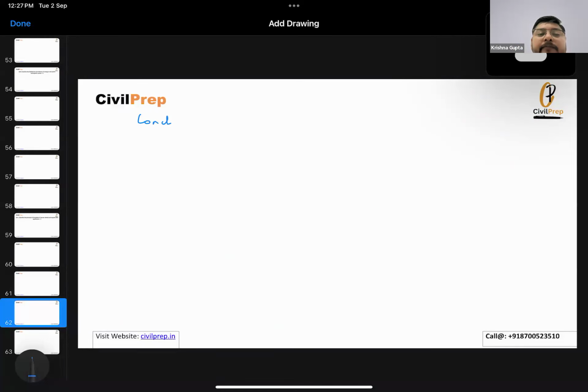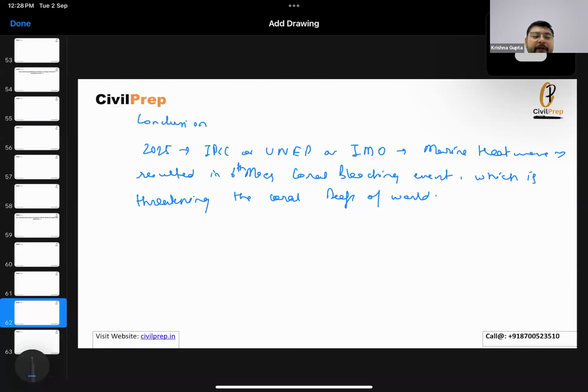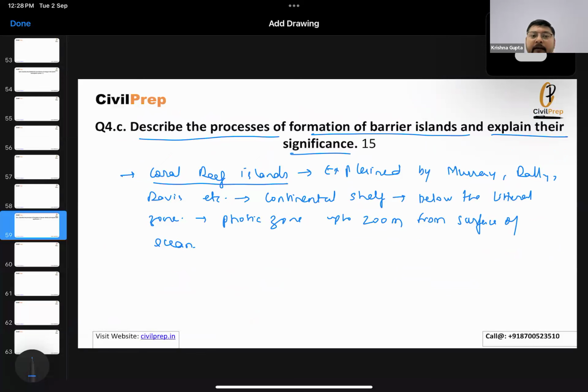Now, when we take our look at the conclusion, in 2025 we will see that according to the report of IPCC or UNEP, or we can also look for the International Meteorological Organization, the marine heat wave has resulted in the 6th mass coral bleaching event, which is threatening the coral reefs of the world. Okay, so this answer we can take up here as a part of the question, signifying the process of formation of the barrier islands and explaining their significances in the various aspects here.